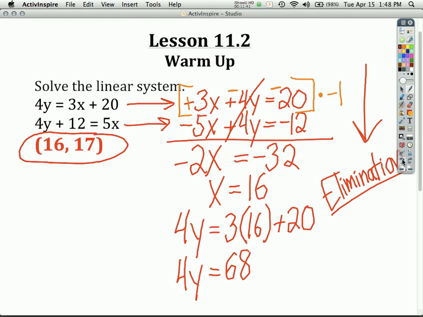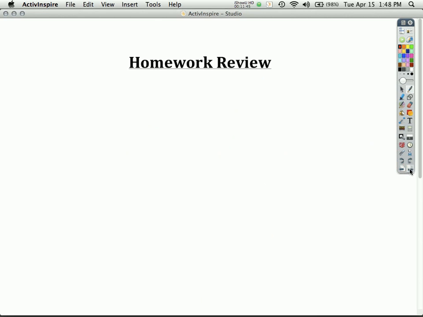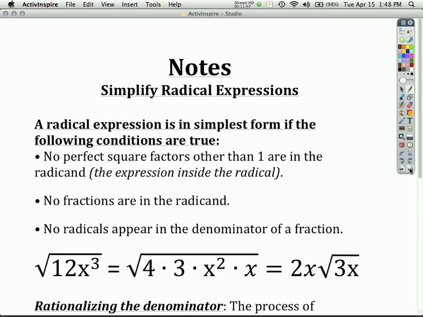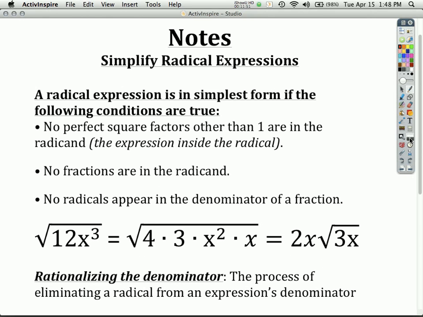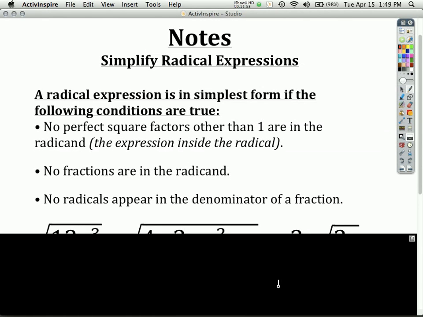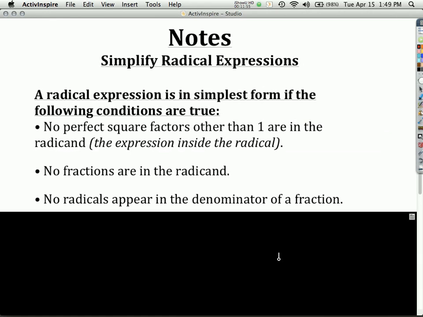Any other comments, questions? Okay. We are starting chapter 11. Hopefully you noticed that we are skipping 11.1. And today we start learning about radicals. Radicals, square roots, same thing. And we're going to start with expressions that have radicals in them. And we're going to learn how to simplify a radical expression.